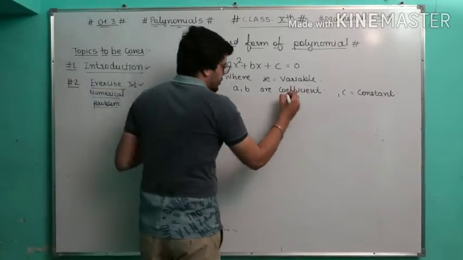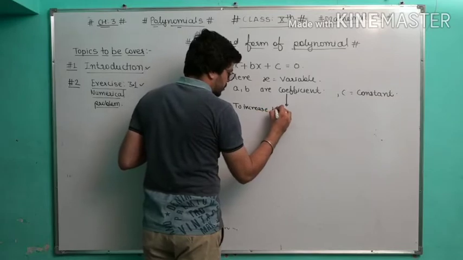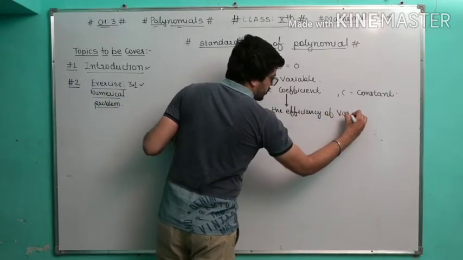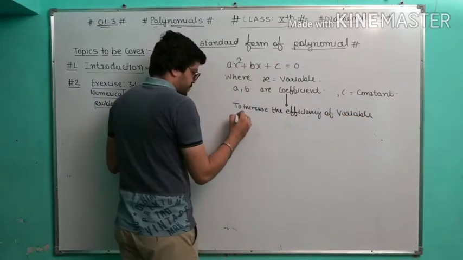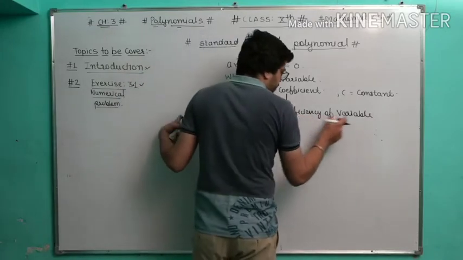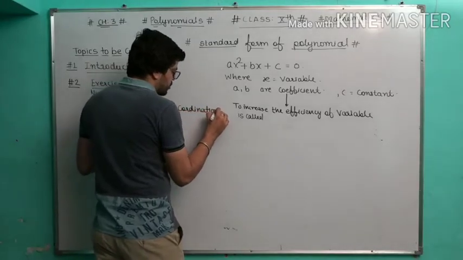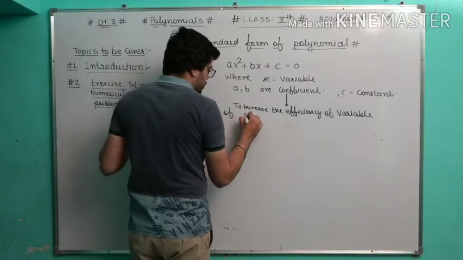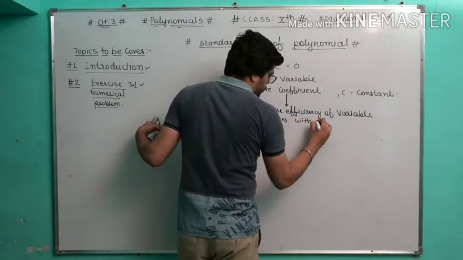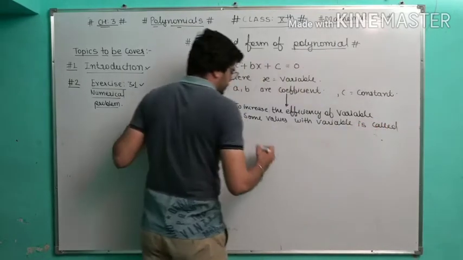So let's discuss these things in detail. What do you mean by coefficient? Coordination of some values with a variable, to increase the efficiency of the variable, is called coefficient.